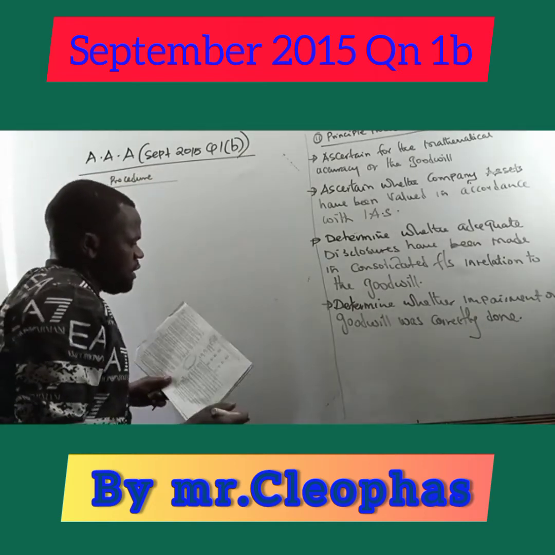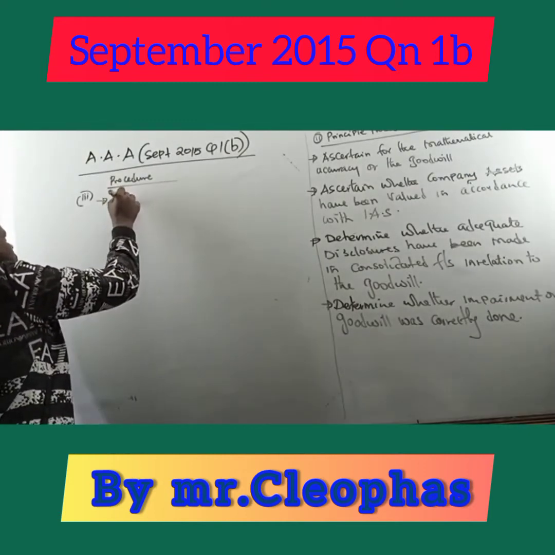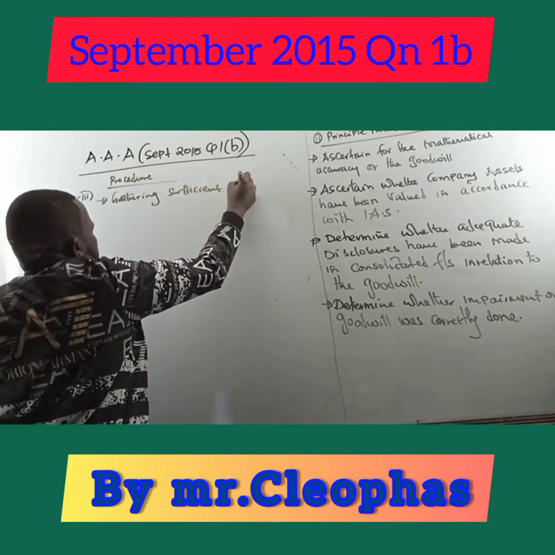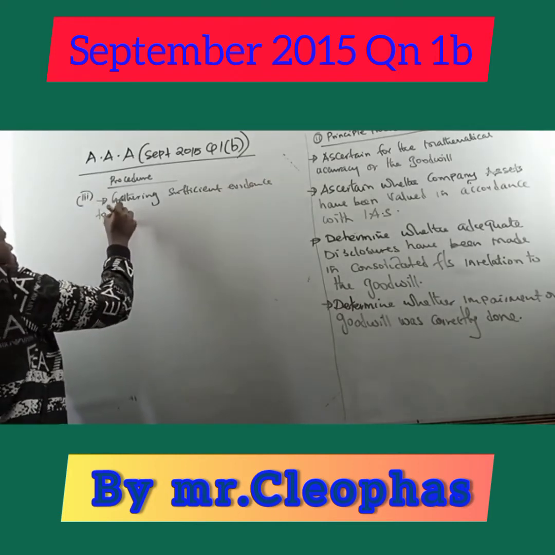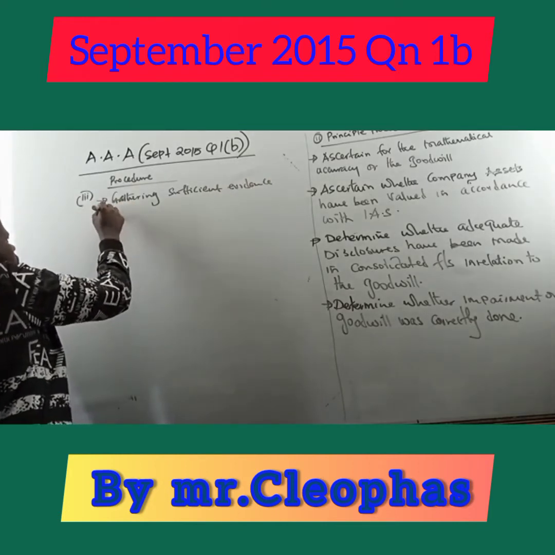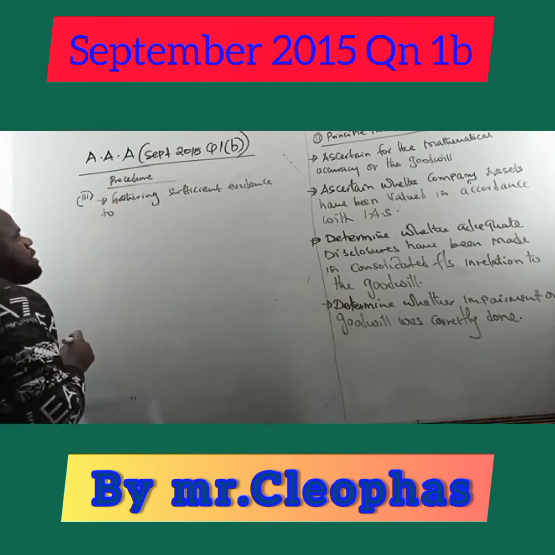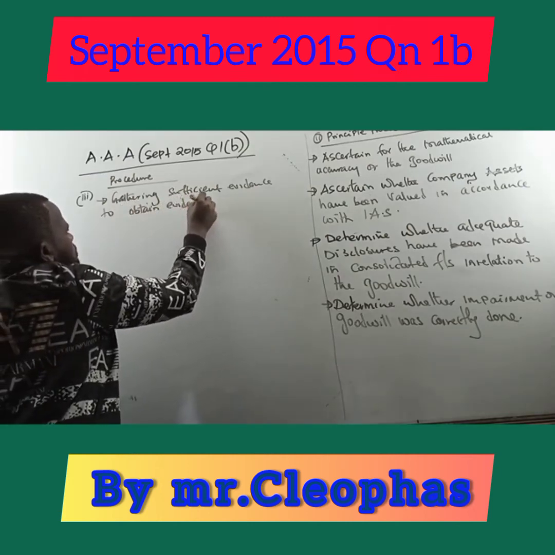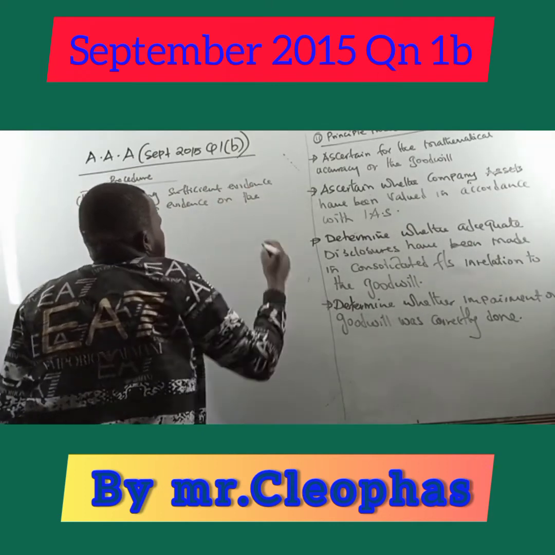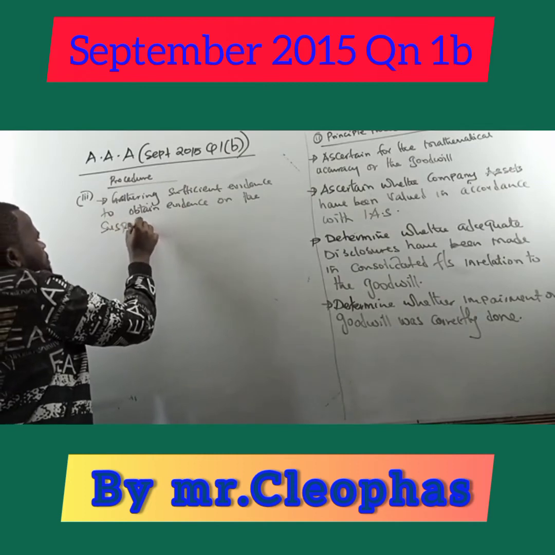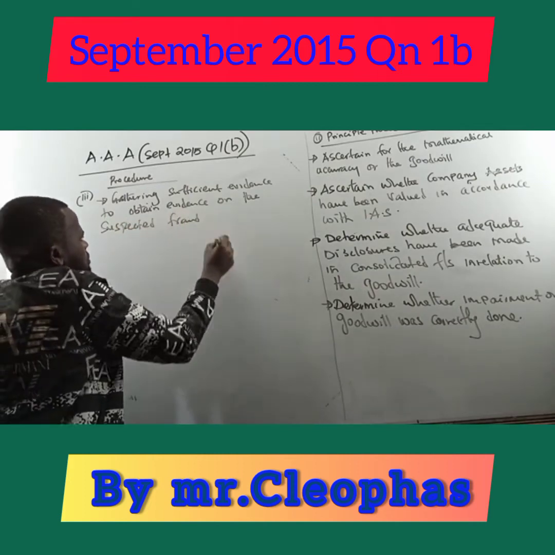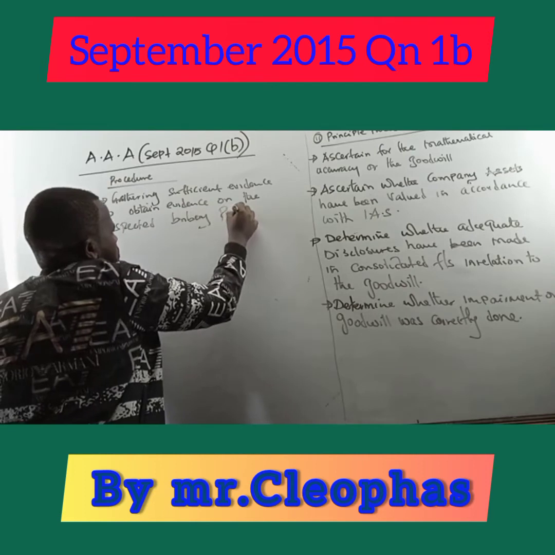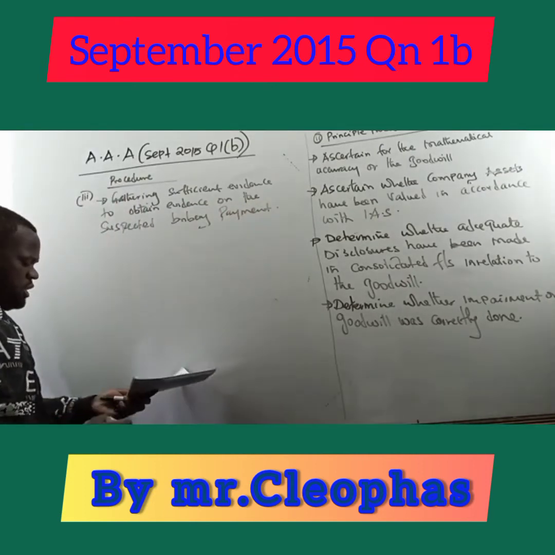What I'll do regarding this bribery payment, I need to gather enough evidence. So one of the procedures is gathering sufficient evidence, or you may say gathering sufficient evidence to obtain evidence on the suspected fraud or bribery payments. So you need to gather evidence regarding that.